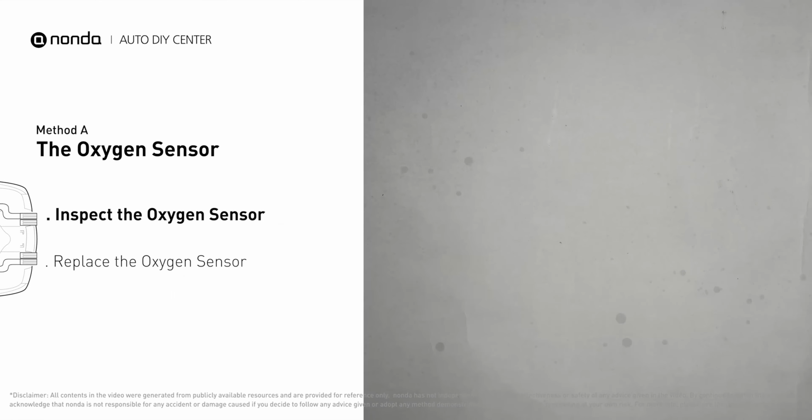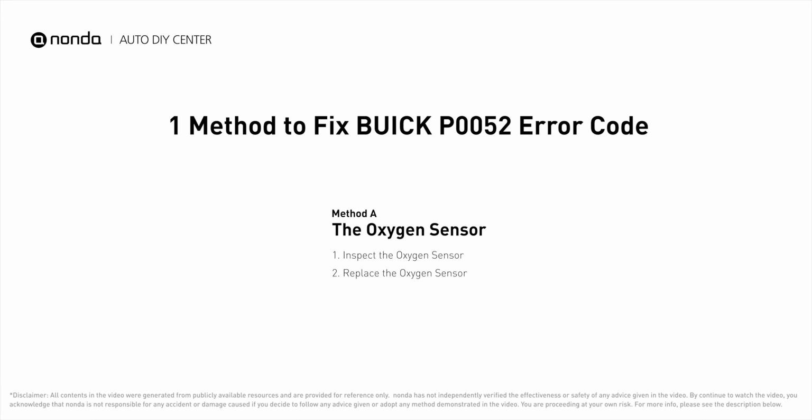Visually check the oxygen sensor's electrical connections, wire harness, and metal tabs for any damages. If damages are found, then replace the oxygen sensor. If there is no damage found on the oxygen sensor, you would need to take your car to consult professional mechanics. So here is one of the most practical solutions to fix Buick's P0052 error code.